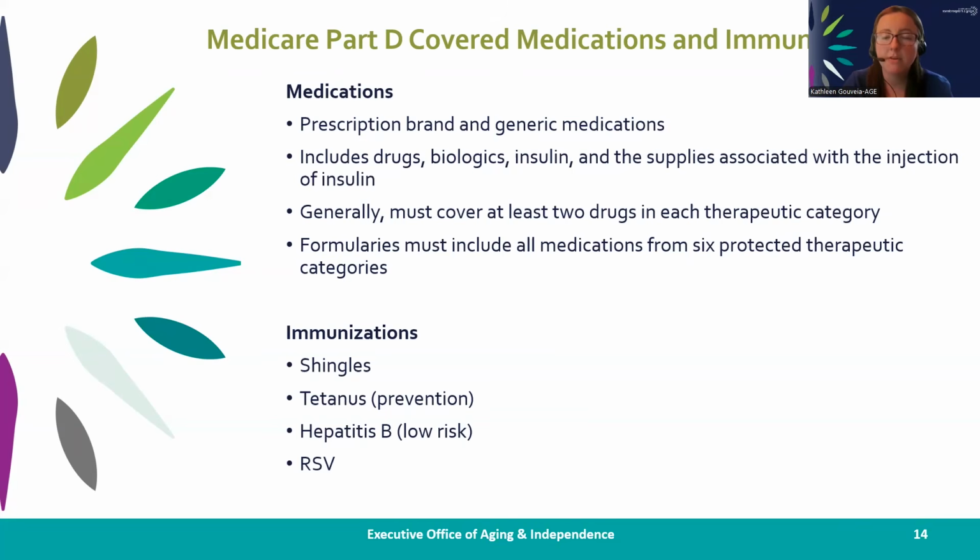Medicare Part D covered medications and immunizations. Medications. Medicare Part D covers prescription brand and generic medications. This includes drugs, biologics, insulin, and the supplies associated with the injection of insulin. Generally, Medicare Part D plans must cover at least 2 drugs in each therapeutic category. Part D plan formularies must include all medications from 6 protected therapeutic categories. Immunizations. Medicare Part D plans cover shingles vaccines, tetanus, hepatitis B, and RSV.